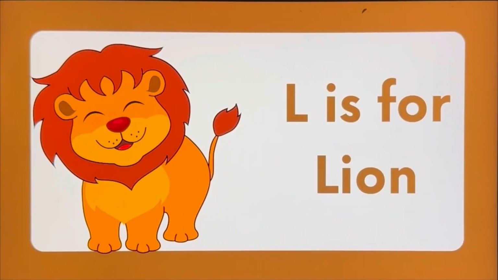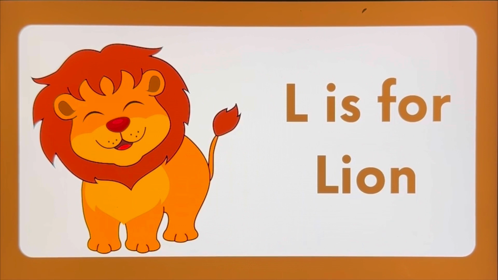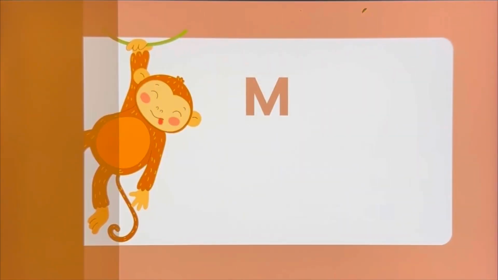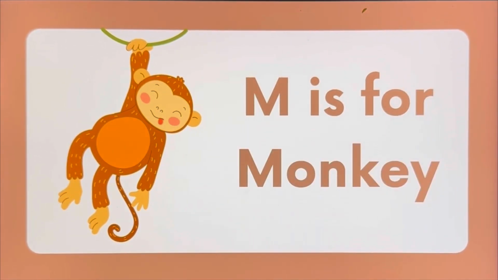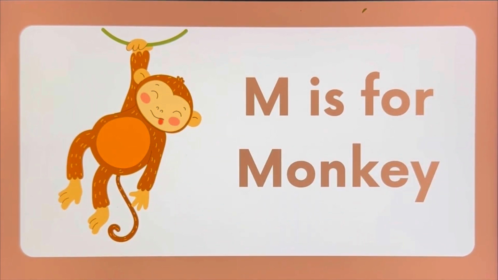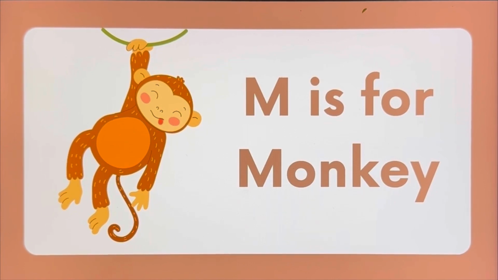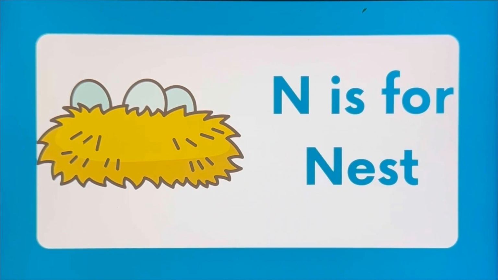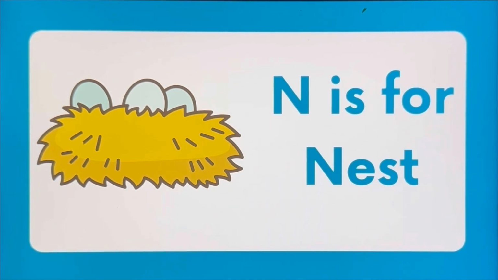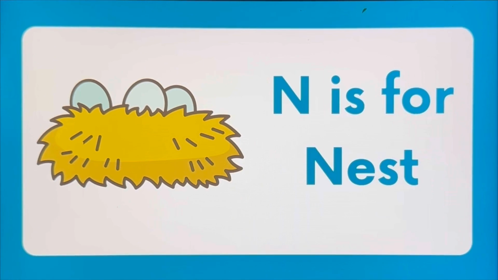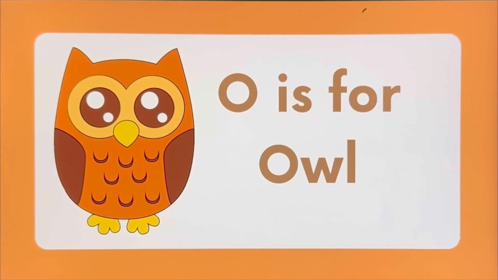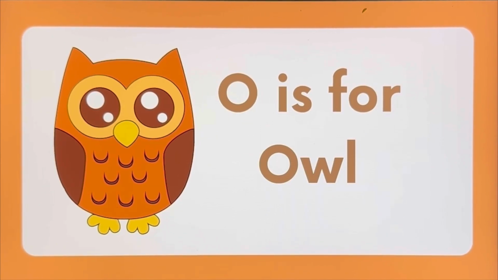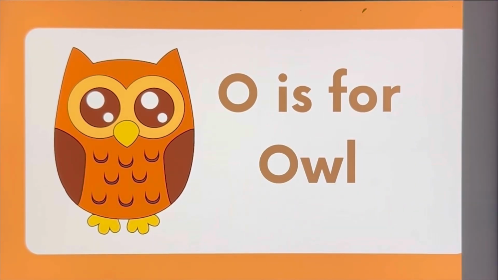L is for lion. Lion. L is for lion. M is for monkey. Monkey. M is for monkey. N is for nest. Nest. N is for nest. O is for owl. Owl. O is for owl.